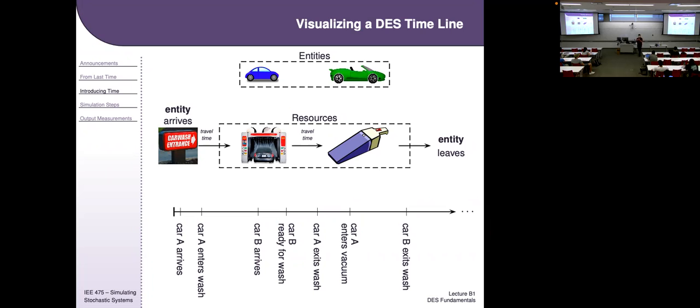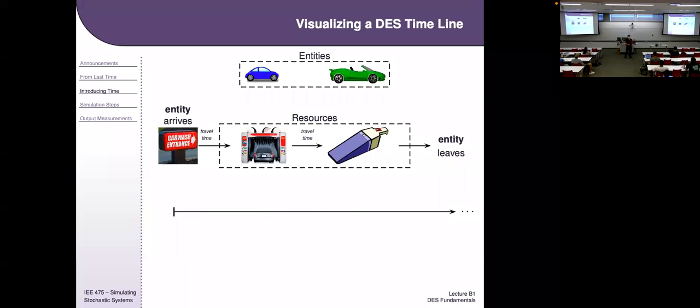So we can see that these 2 cars are competing for these 2 resources, and whenever one of them is in, the other one has to wait. And so we're simulating, trying to figure out how much these cars have to wait.